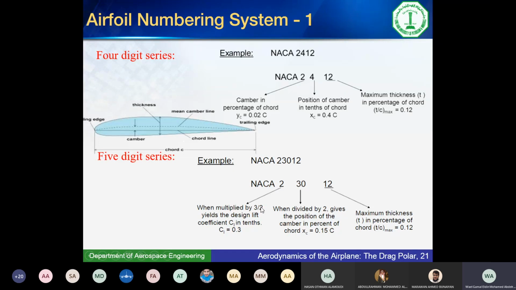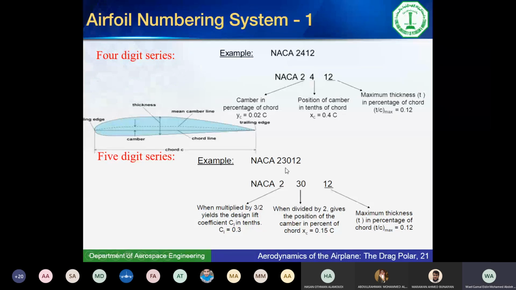Now, why is it so complicated? Well, they agreed to do so to cover a wider range of airfoils. So taking the 2 multiplied by 1/2 makes it 1, and that means CL is 0.3. Okay. So the first number is an indication of the CL. The larger the number here, so if I have a 5-digit series that starts with a 4, I know it will generate more lift than a 5-digit series airfoil that starts with a 2, because the first number represents the design lift coefficient. It goes up with the design lift coefficient.